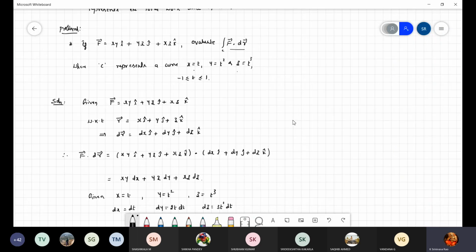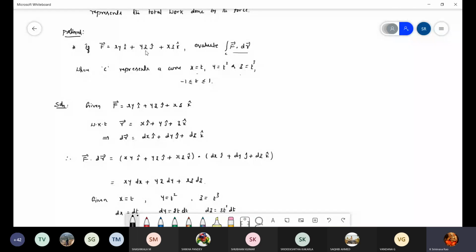So I will briefly explain. They will give the problem like this. They will give one vector F, which should be in terms of x, y, z only, and you have to calculate the integral of F dot dr. They will give C as a curve either in parametric form, that is a substitution like this, or they will give only one curve like a parabola or circle. You should convert into a single variable and evaluate.